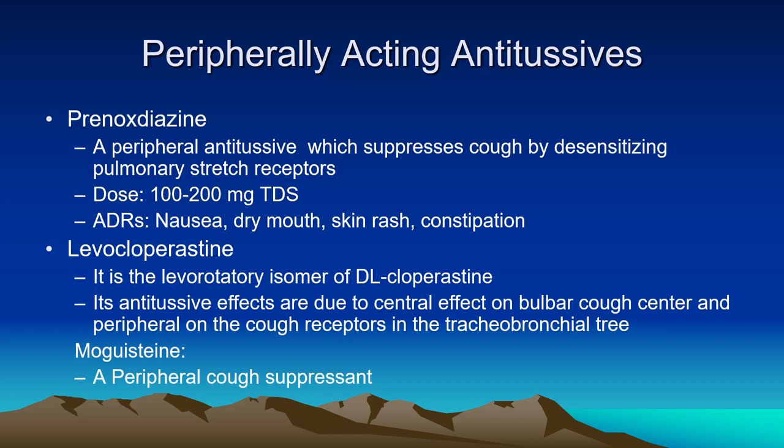Another is levocloperastine. Now, this is the levorotatory form of the racemic cloperastine. It has antitussive activity due to a central effect on the bulbar cough center, but also mainly peripherally on the cough receptors in the tracheobronchial tree. Moguisteine is a peripheral cough suppressant.